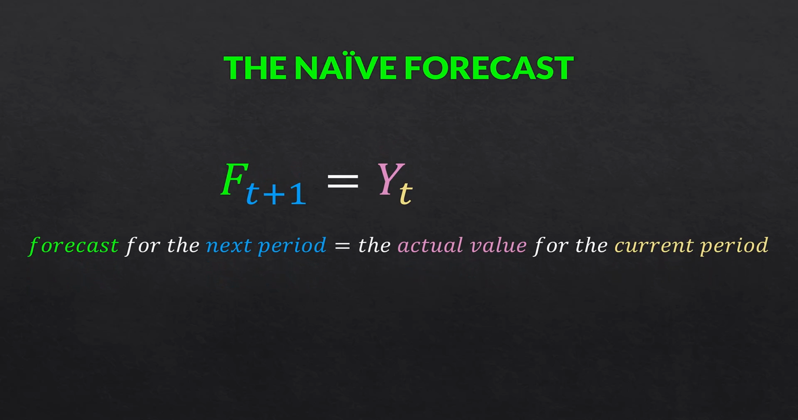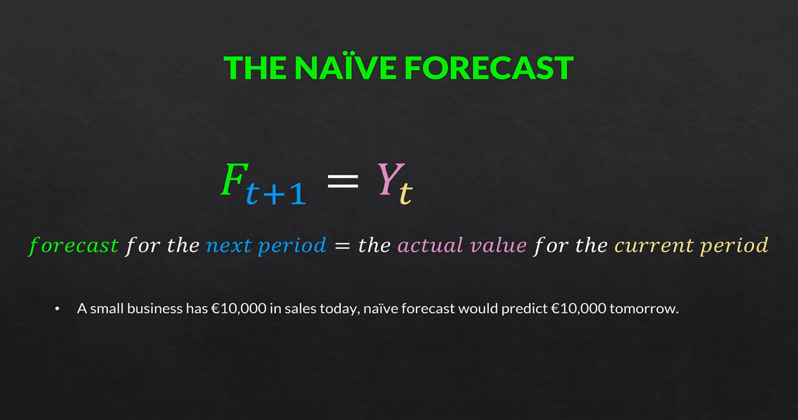So mathematically, it looks like this. This is very simple. The forecast, F, for the next time period, which is t plus 1, is equal to the actual value for the current period. So a few quick examples. A small business has 10,000 euros in sales today. The naive forecast would predict 10,000 euros in sales tomorrow.